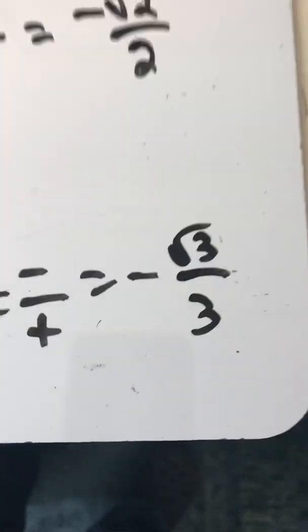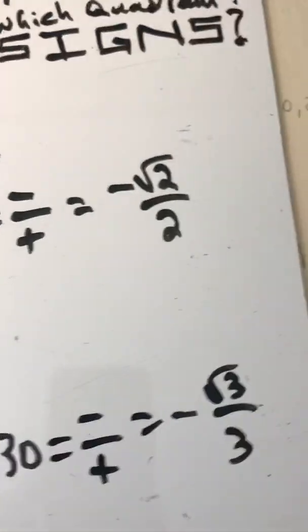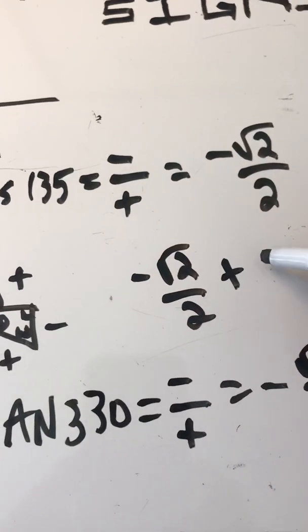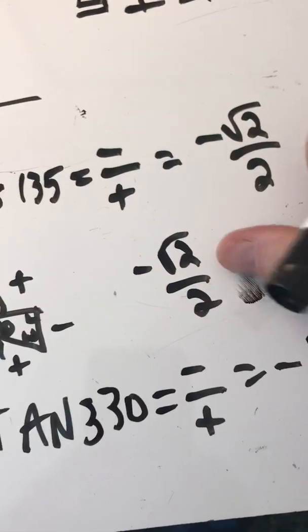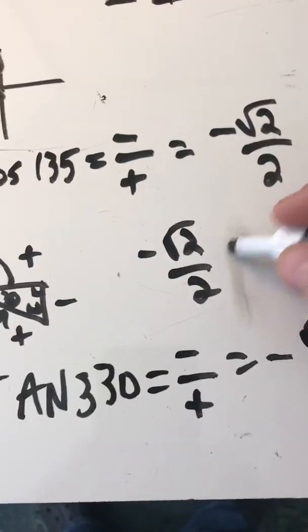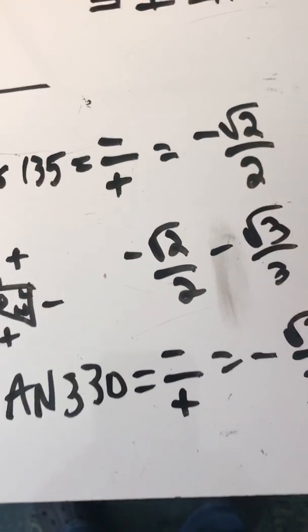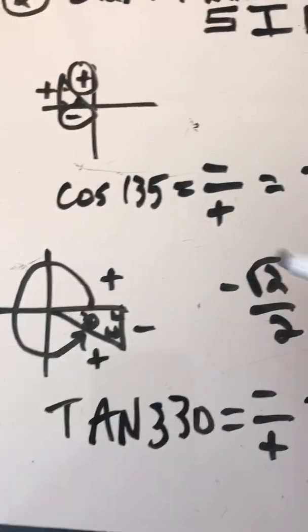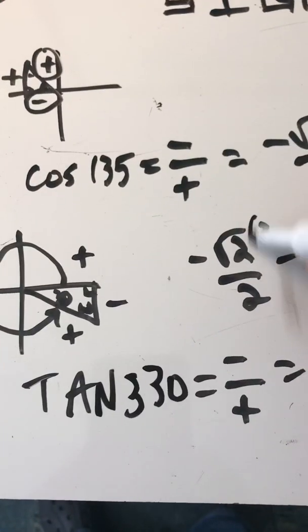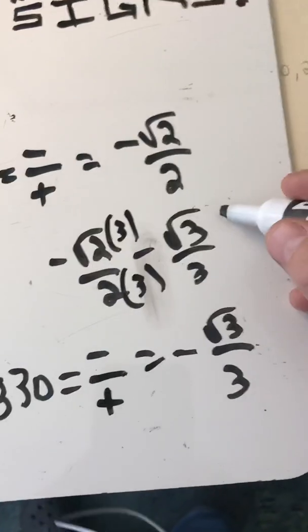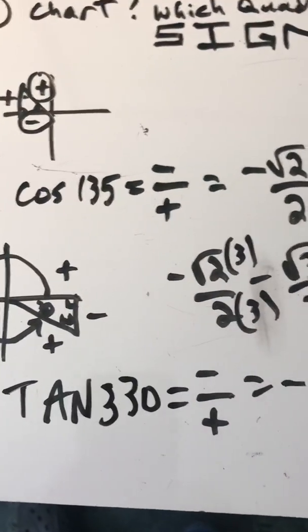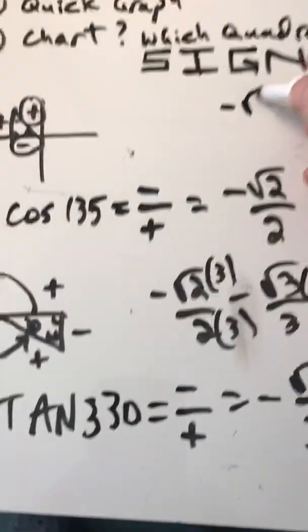And now they want to add these two together. So negative radical 2 over 2, minus radical 3 over 3. We need a common denominator of 6. So multiply this one by 3 over 3. Multiply this one by 2 over 2. So you get negative 3 radical 2 over 6.